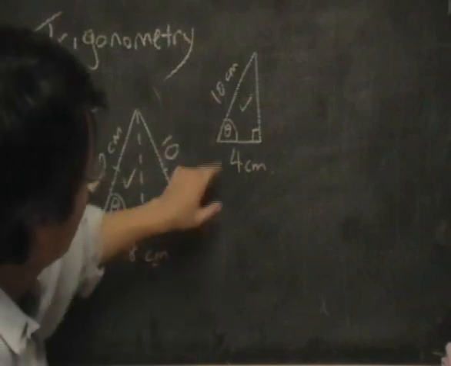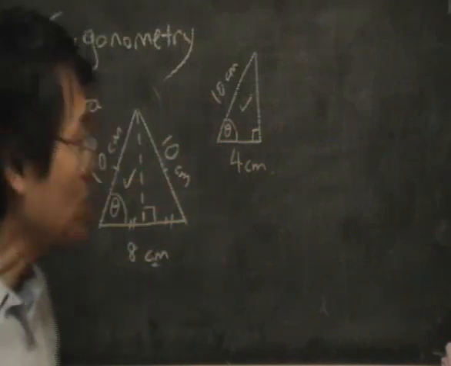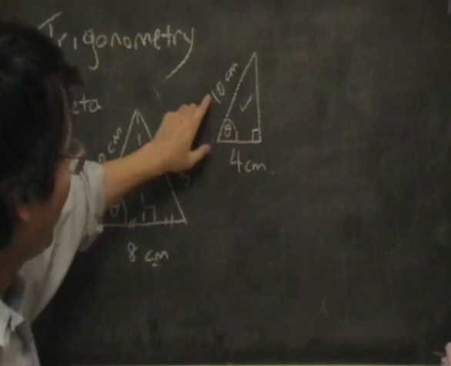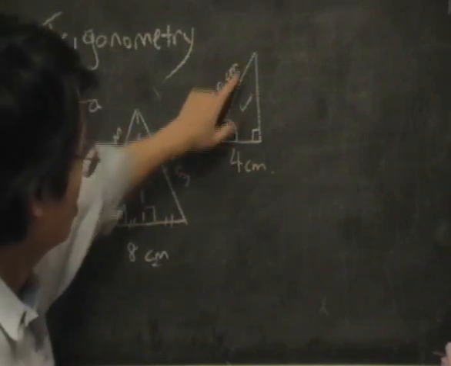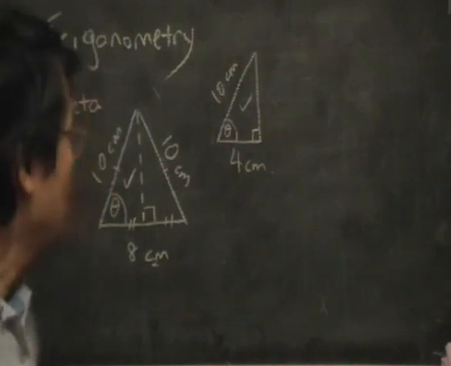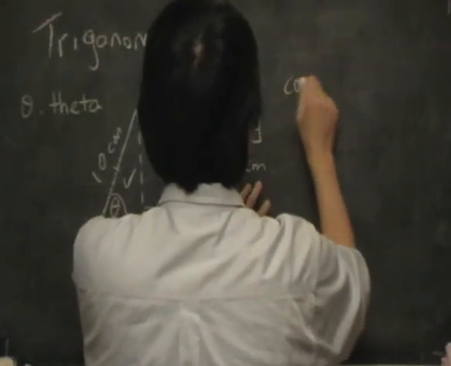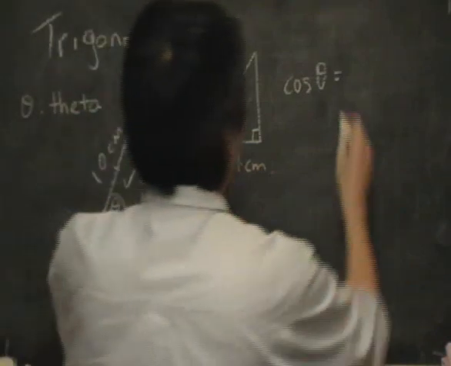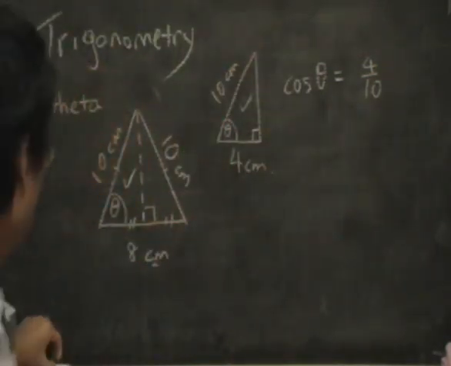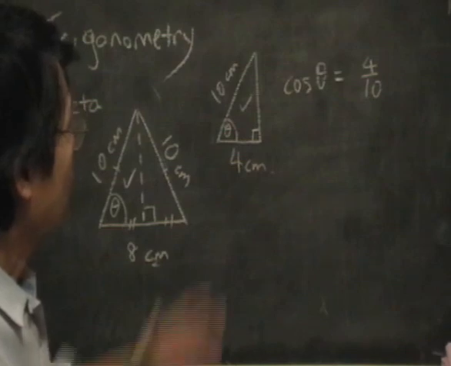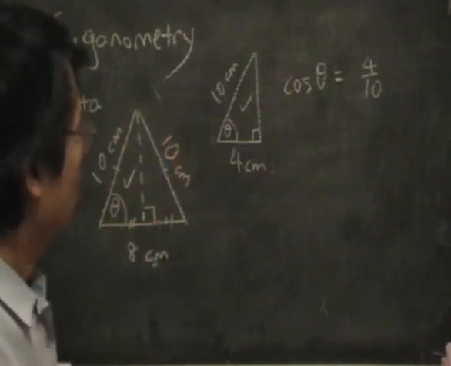If you look at this, you see that we have this unknown angle theta. The adjacent side is the 4 cm and 10 cm is the hypotenuse. Now in this case, we would use the cosine. So cosine of this angle is equal to the adjacent, 4, divided by 10, the hypotenuse. So how can we find theta from this equation?